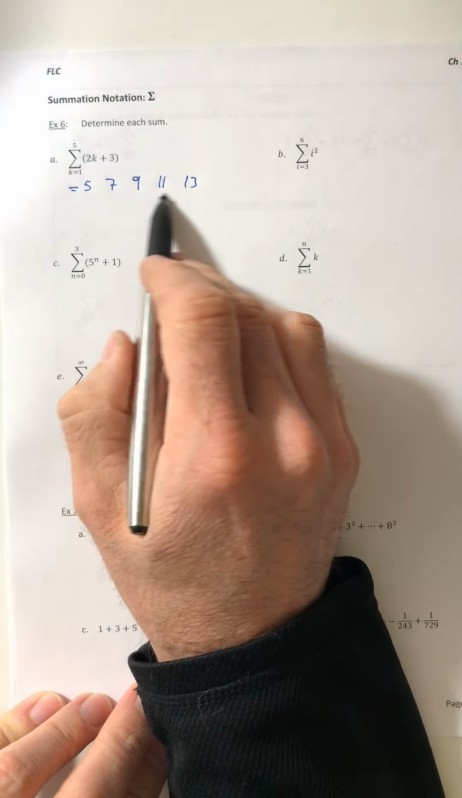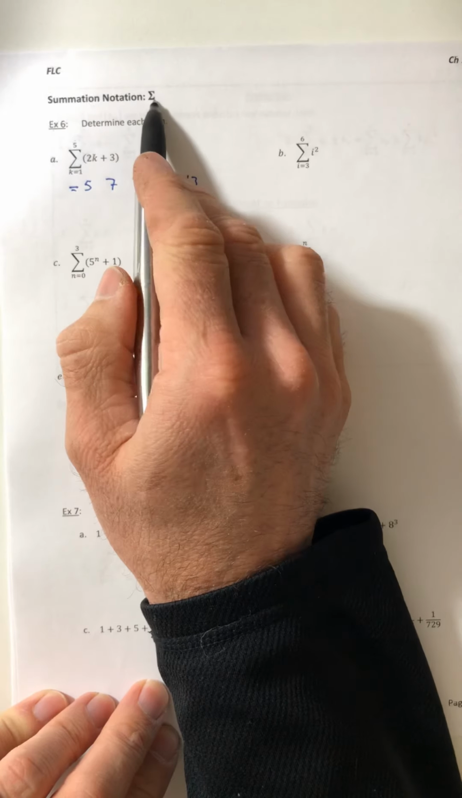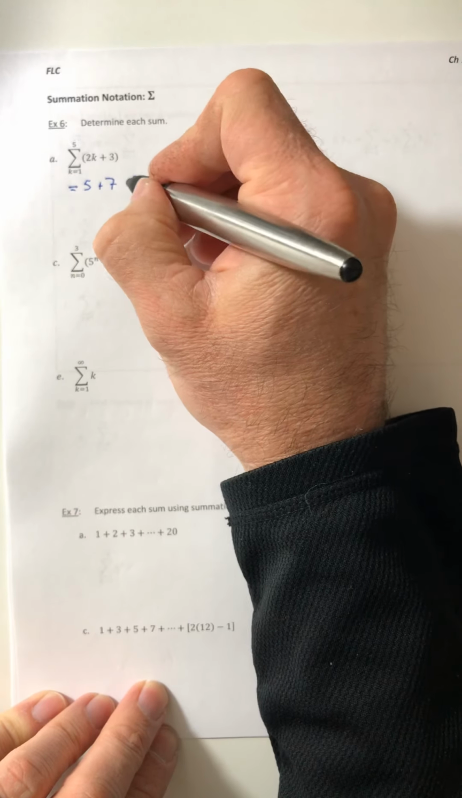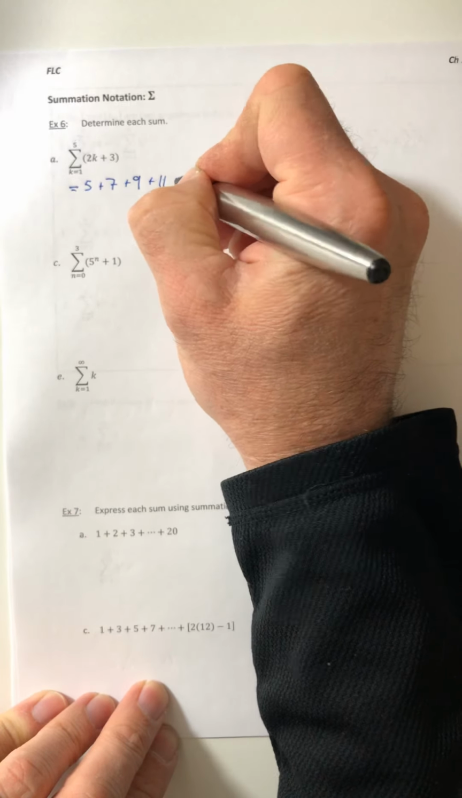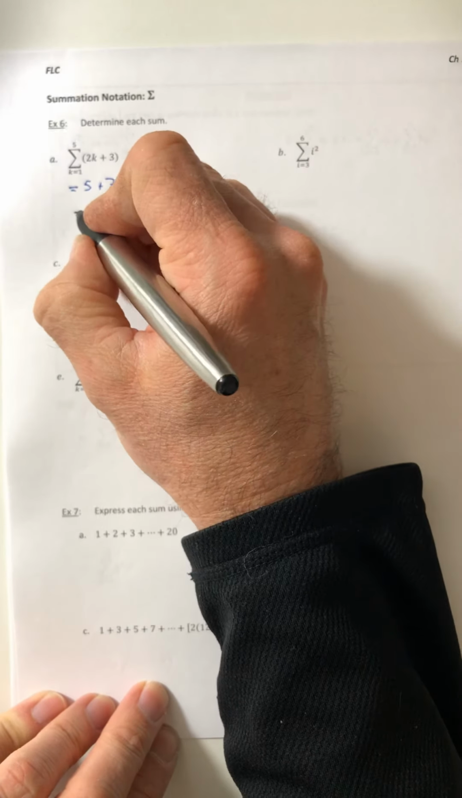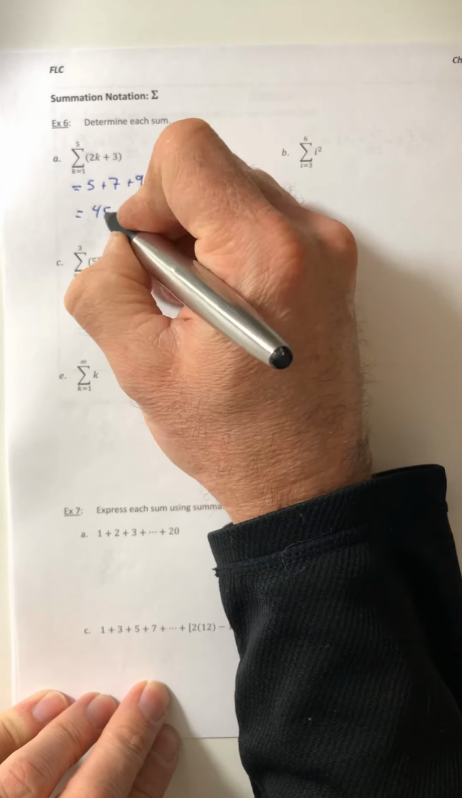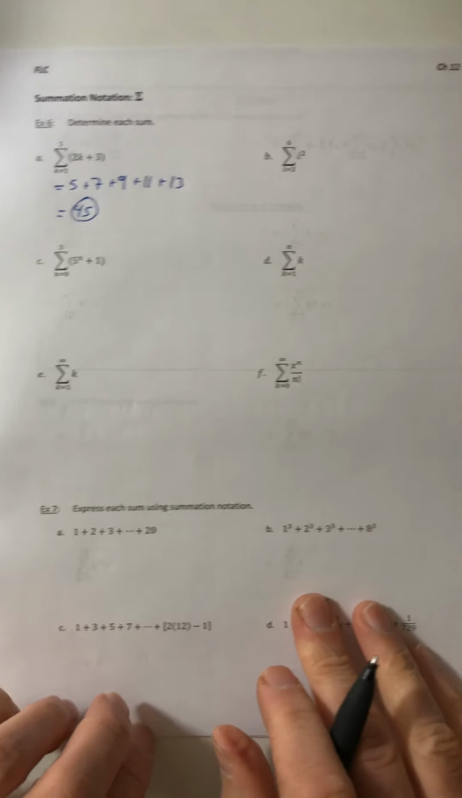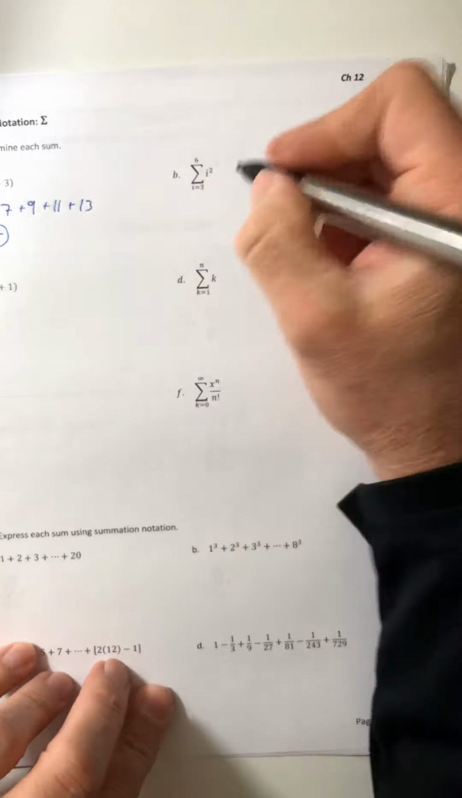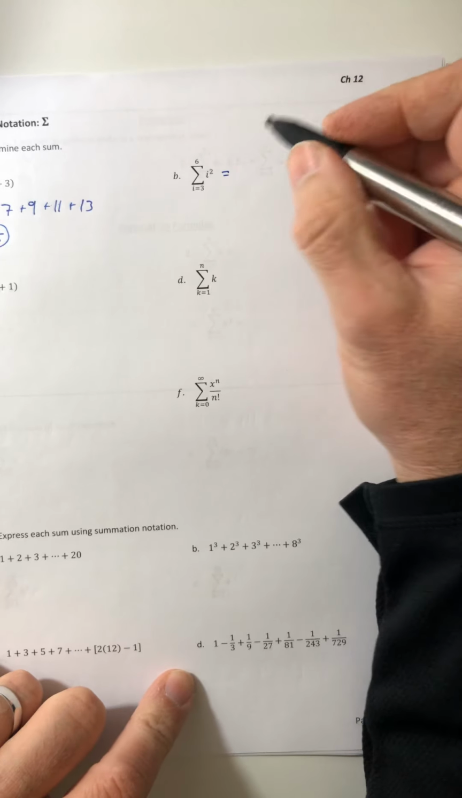So these would be the terms of your sequence, but it's a sum. So I'm going to take each of those and add them all together, and then just total it up. So that would be 45. And so that's how the sums are going to work. So let's try these next few.